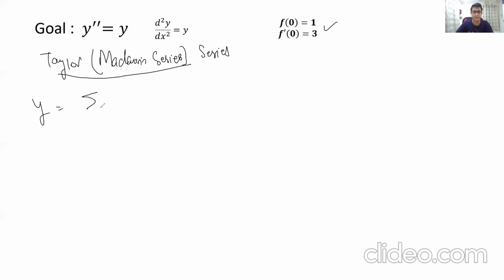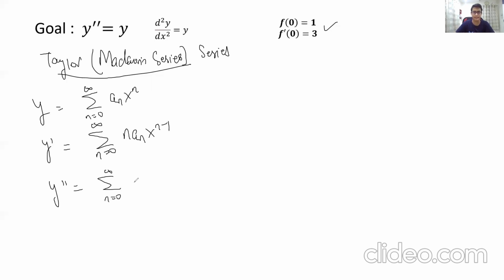So we first assume that y has an infinite Maclaurin series, the sum of a_n x to the n. Now we differentiate this twice. For that, we first differentiate it once and then again. Using the power rule, that's just going to be n times a_n times x to the n minus 1. And now again differentiating y prime, which will give us y double prime, we have this right here.